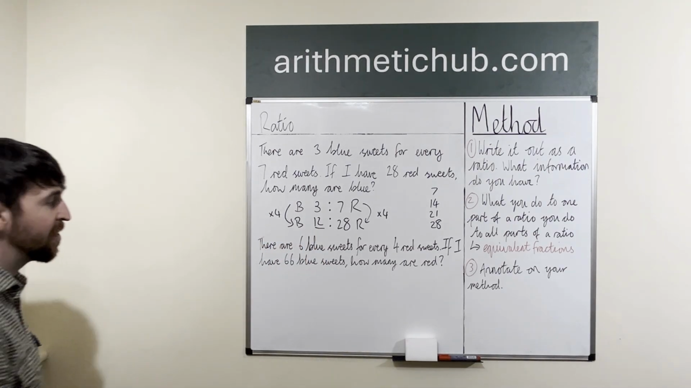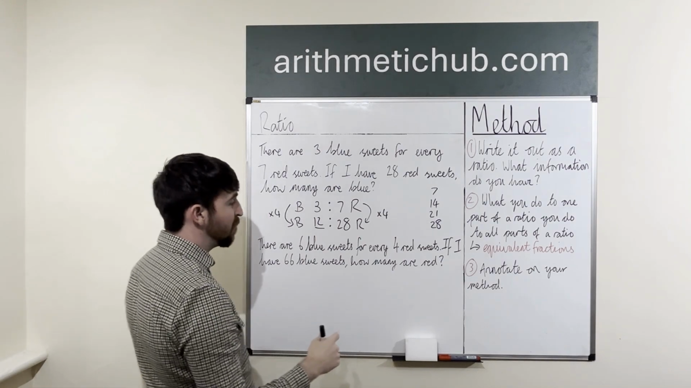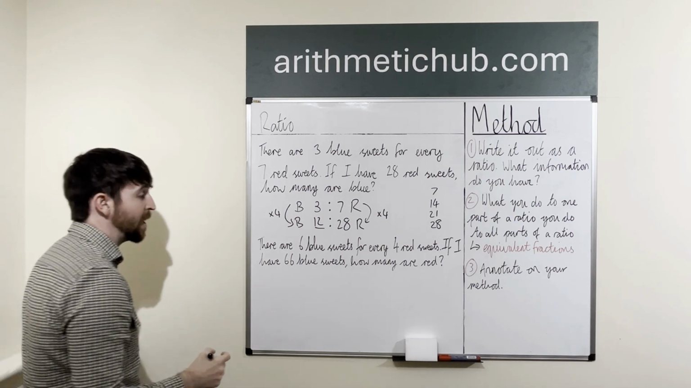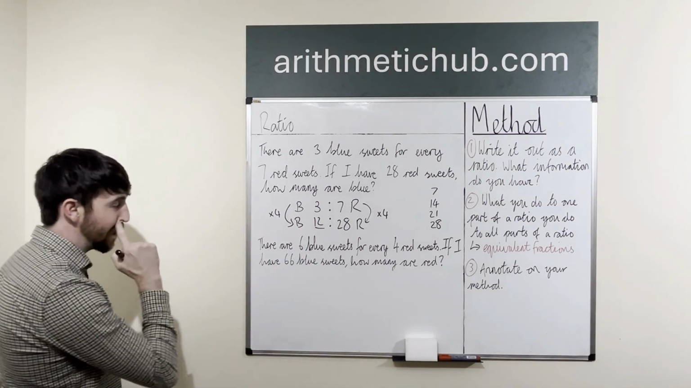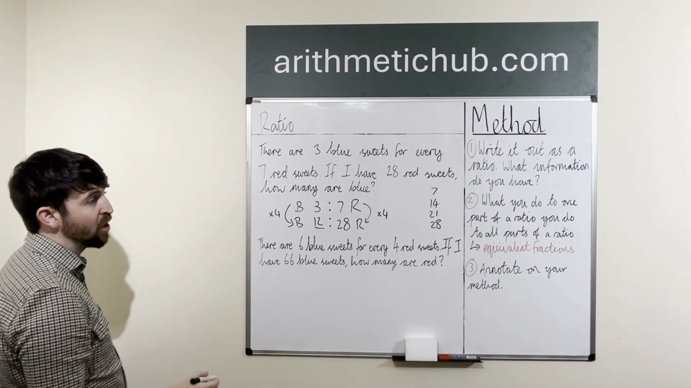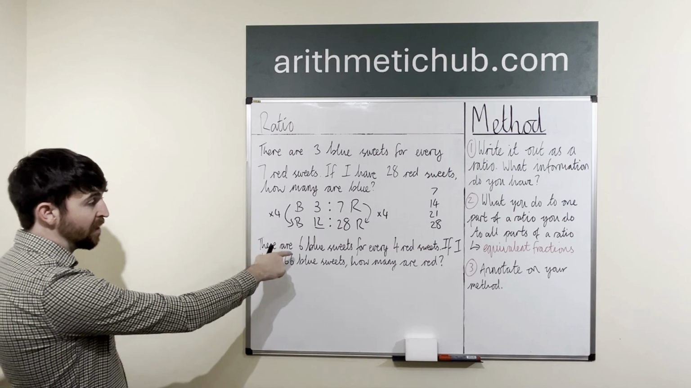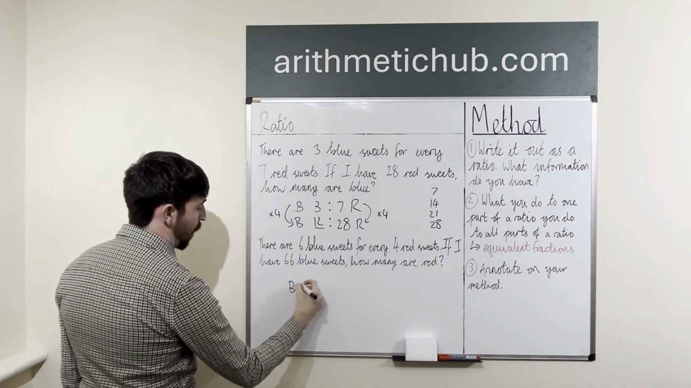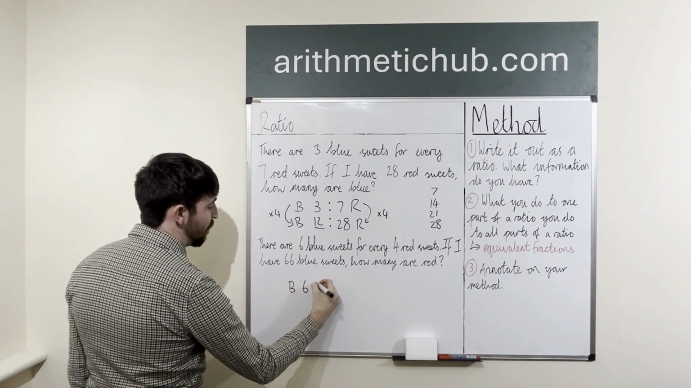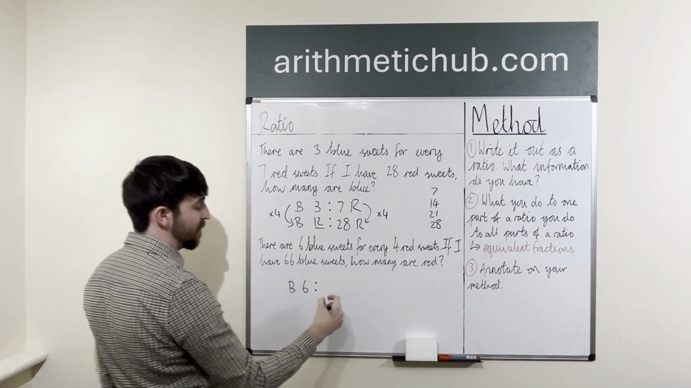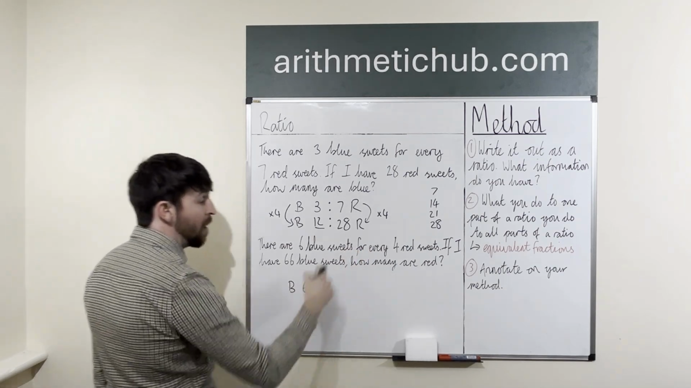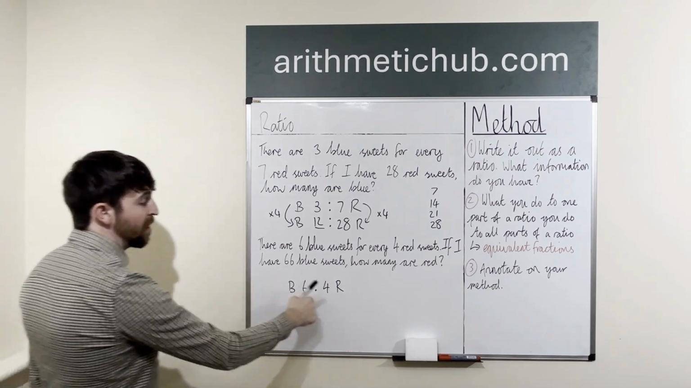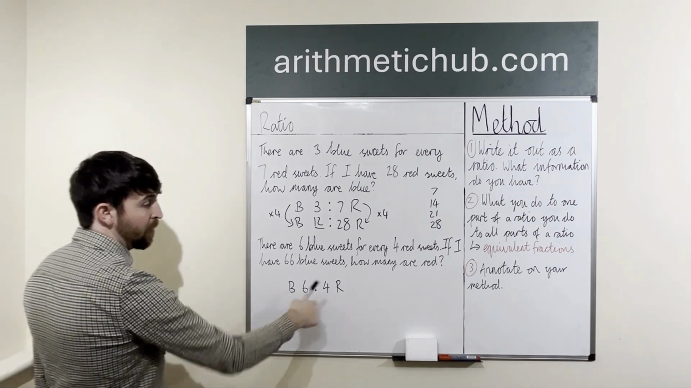Let's check if this works for this one as well. There are 6 blue sweets for every 4 red sweets. If I have 66 blue sweets, how many are red? So, again, I'm going to start off, write it out as a ratio. What information do I have? 6 blue sweets for every 4 red sweets. My blue is 6, for every shows that I'm going to use a colon here like this because it's going to be a ratio, 4 red sweets. So set it up as a ratio, 6 to 4. 6 blue to 4 red.